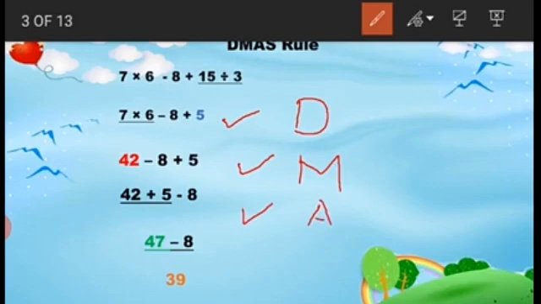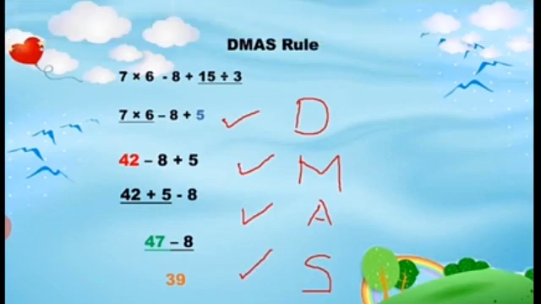Now 47 minus 8 we get 39 and with 39 our last step is also completed. So in the mass rule, students, you have to follow the sequence. Okay?